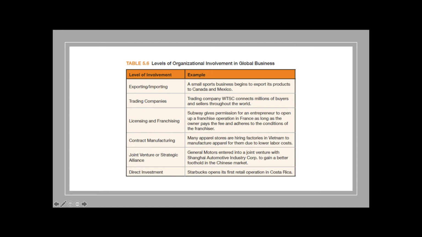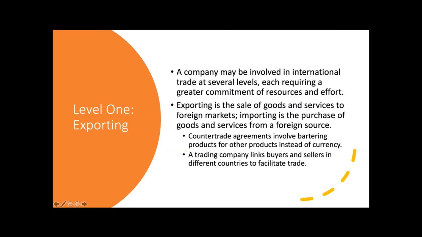And those are number 1, exporting, importing; number 2, licensing and franchising; number 3, joint venture or strategic alliance; and number 4, direct investment, also known as FDI or foreign direct investment. All right, so those are the 4 levels that we're going to look at in this lecture deck, and let's get started. So level 1 is exporting, and you can see there the bullet points.